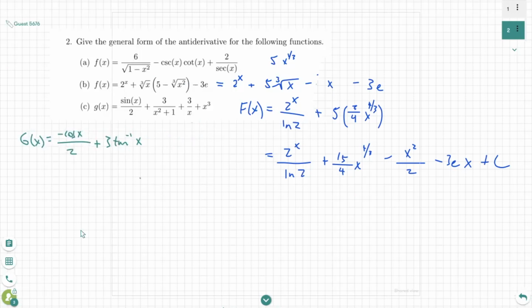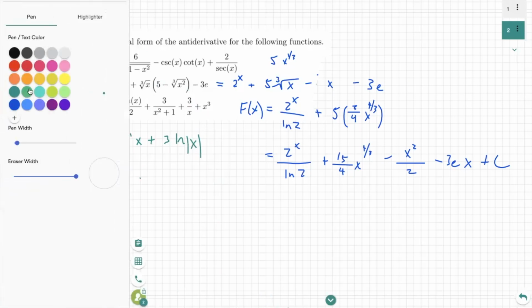Let's see here. The antiderivative of 3 over x is 3 times ln of x, because the derivative of ln of x is 1 over x. Yeah, 3 ln x. Is it just like this? Is it absolute value? Yeah, absolute value. I remember it being absolute value, but I don't remember why now. We can just go over it real quick.